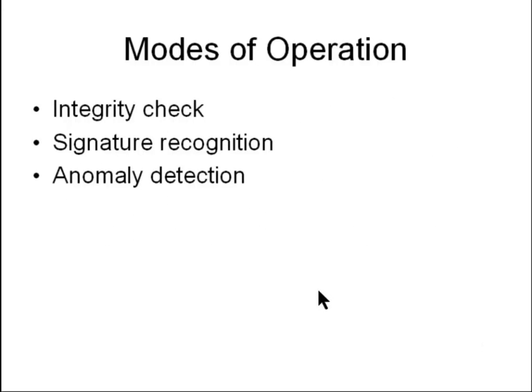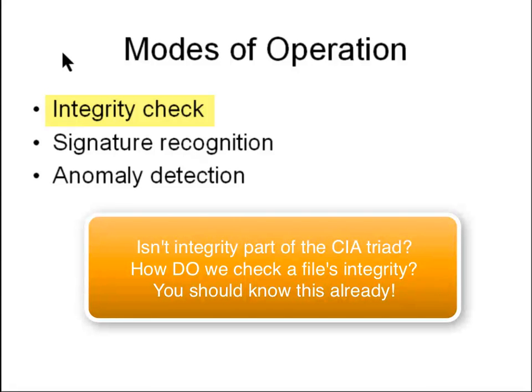Okay, modes of operation of intrusion detection systems. There are 3 different modes of operation, one of which is only involved with host-based intrusion detection systems. That is integrity checking. You're checking the integrity of a file. That is, has this file changed from time A to time B? And can we determine why that change occurred?